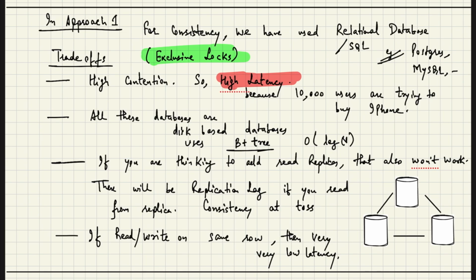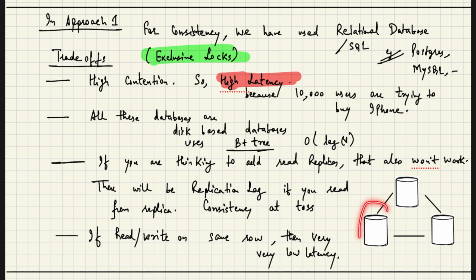So just imagine the operation is still order of log n, but the contention is very high on this, right? Now if you are thinking to add replicas, then that also doesn't work. For example, this is your one main instance and you add more replicas here, and you would argue that now this would work. No, this also won't work. Why? Because there will always be a replication lag.